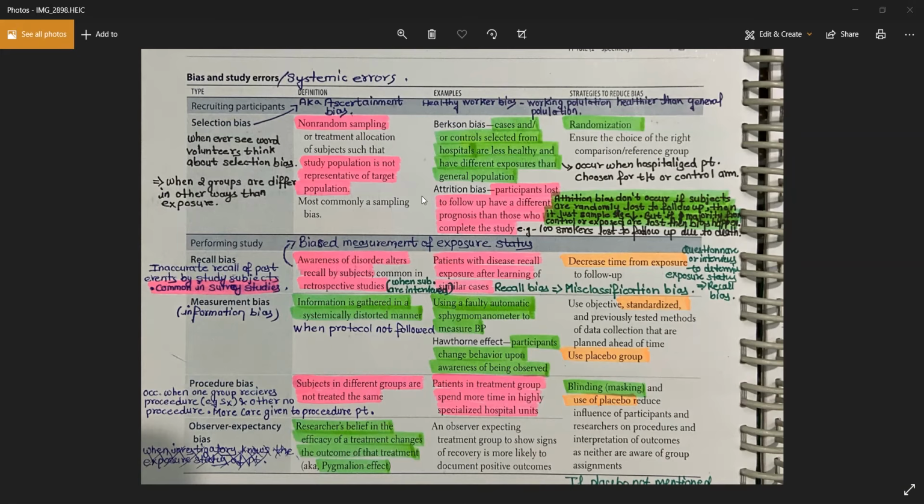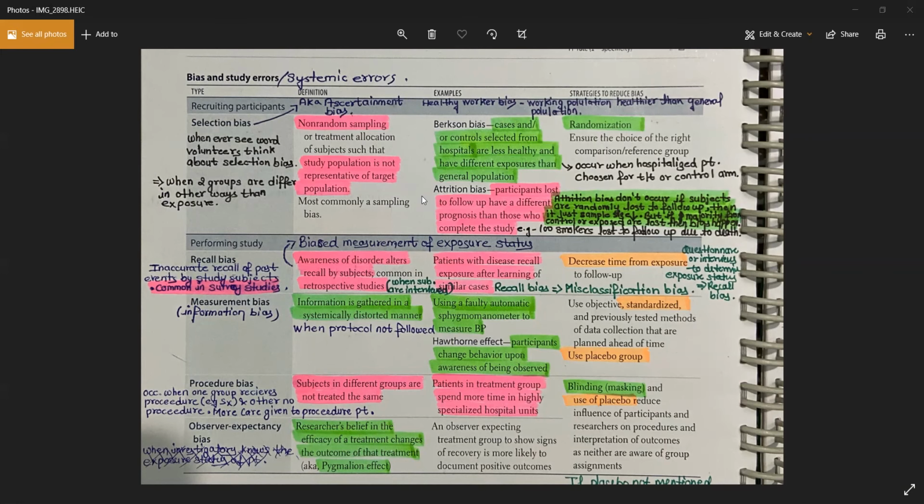Okay. Second thing is the attrition bias. What's going to happen when you do a cohort study and you follow the patients for like 10 or 15 or 20 years, some of the patients or some of the individuals will be lost to follow-up. Okay, and as a result, your sample size will decrease.